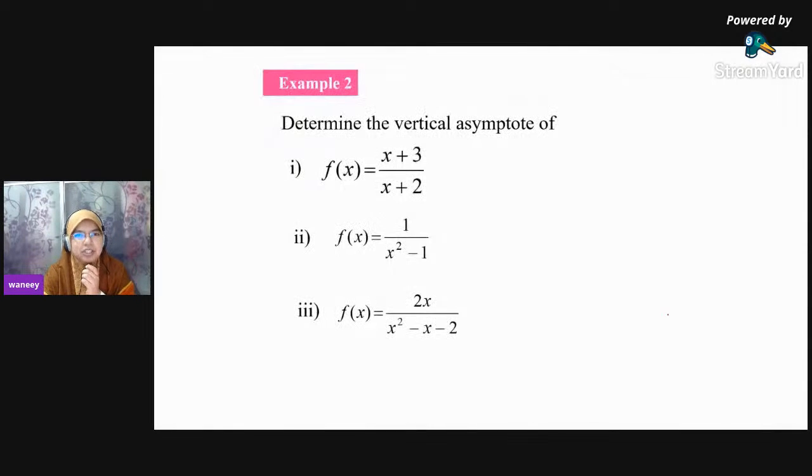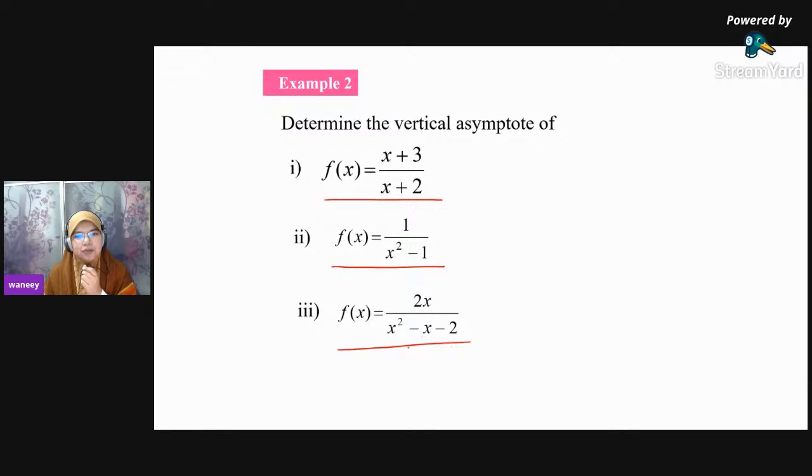Okay, so next, another question. Determine the vertical asymptote of, the first one, f(x) equal to x plus 3 over x plus 2. Another one is f(x) equal to 1 over x squared minus 1. And then f(x) equal to 2x over x squared minus x minus 2. Okay, so how do we make sure that our denominator is equal to 0 over here? If you want your denominator equal to 0, the value of x needs to be negative 2. If you want your denominator equal to 0 over here, then the value of x will be plus or minus 1.